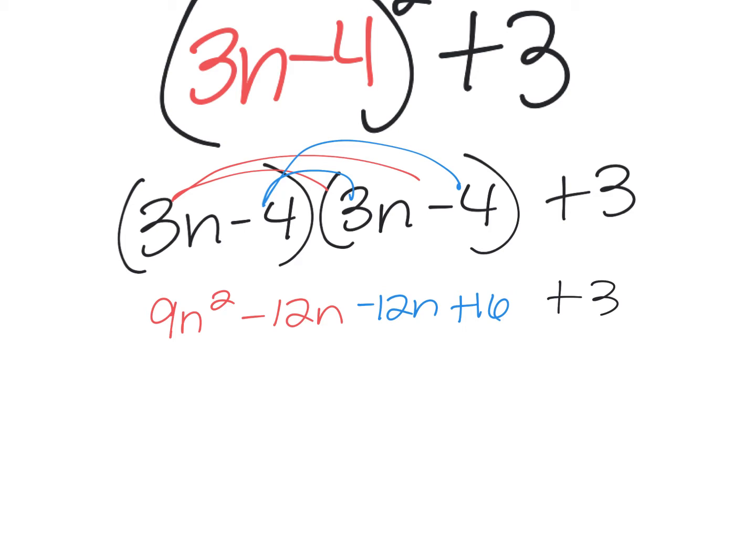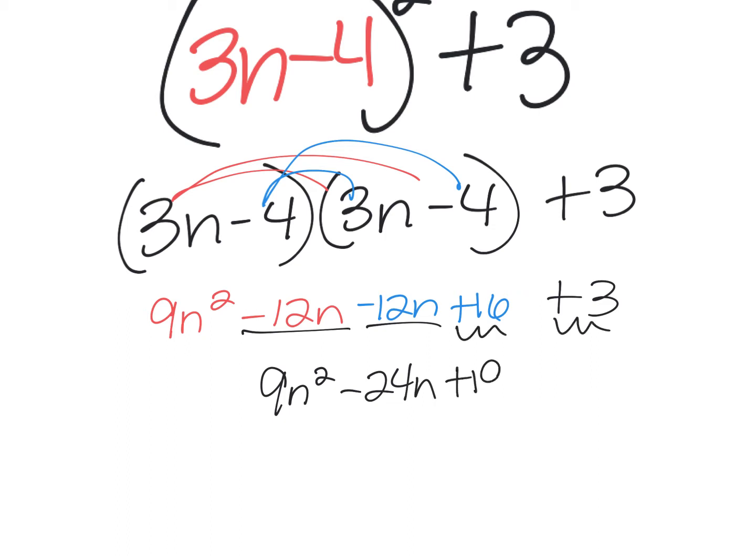Alrighty, now let's clean it up and write it in standard form. So I'm going to write my 9n squared first because that has the highest exponent. And then combine my n's. -12n minus 12n would give me -24n. And then my constants, +16 plus 3 gives me +19. And we did it.